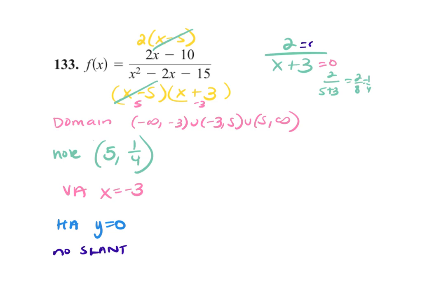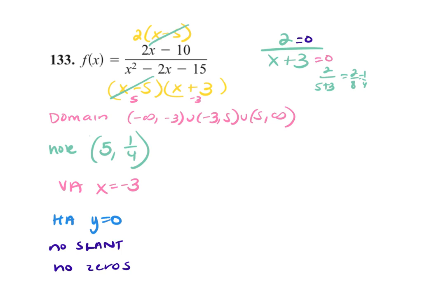And there's no zeros because 2 can never be 0. Everything's from the new function except the domain and the x coordinate of your hole. Everything else after that is from the new one. And then the y-intercept would be 2 over 0 plus 3, or 2/3.